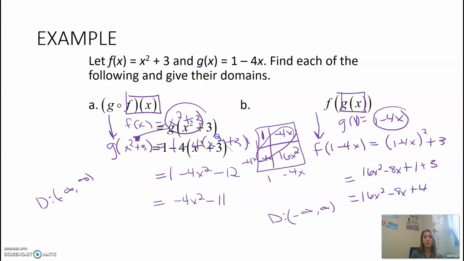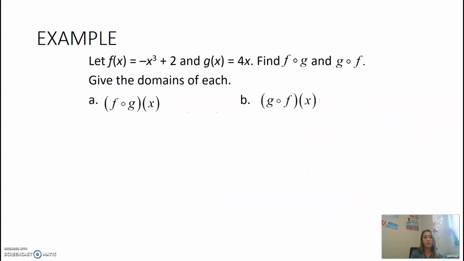Okay, so let's do these next two. I want you to hit pause and try these two on your own. I had everyone in class do this on their own. So if we were going to do this, we would find g of x first, and that is equal to 4x. So we've got g of x is equal to 4x.